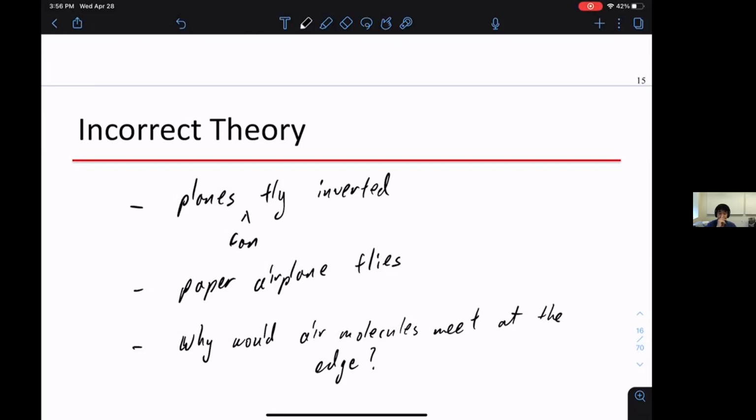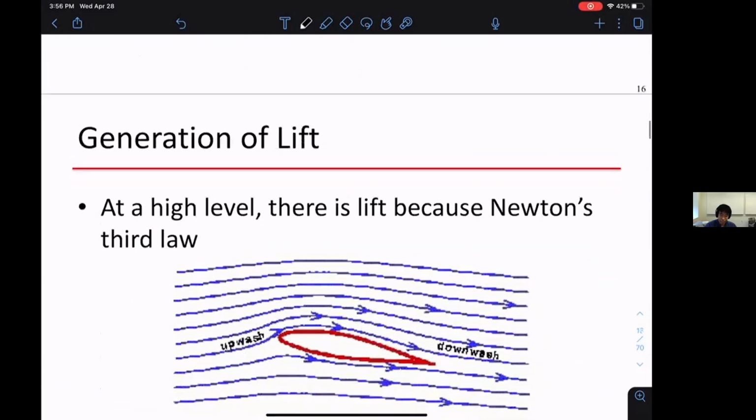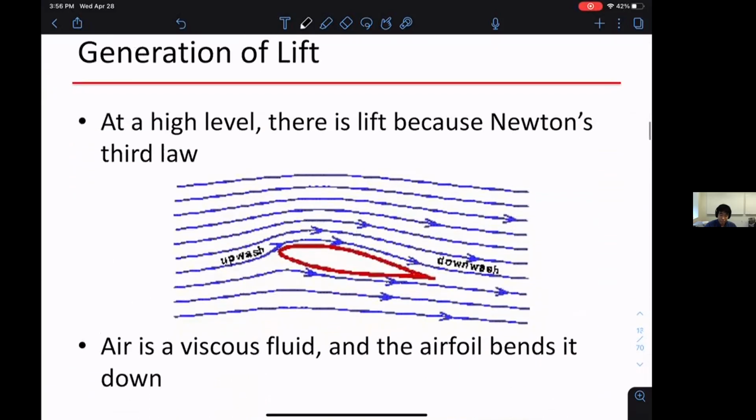Newton's third law, right? Planes fly because of Newton's third law. Planes fly because we're pushing the air downwards, and then we have to go up. Right? You're pushing air down, you have to go up.